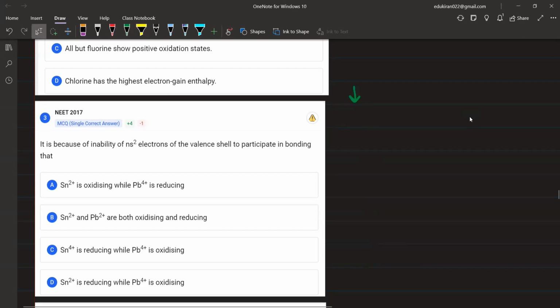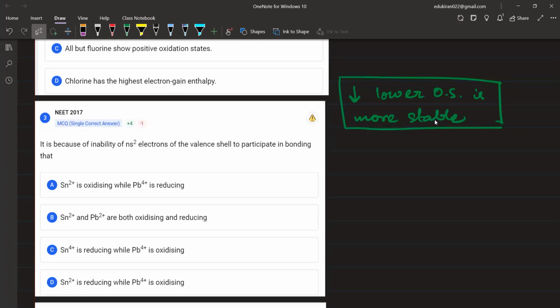Down the group inert pair effect increases and the reluctance of s subshell increases, and also down the group what happens? Lower oxidation state is more stable. ठीक है। इसको ध्यान रखना है, lower oxidation state is more stable.